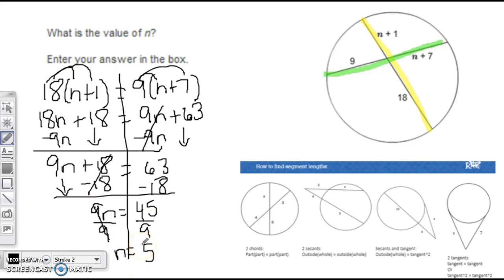And just let's always go back and check the question. The question does say, what is the value of n? So we are done. If it had asked for like a specific segment, like if it had asked for this segment, you would want to go back and plug that in. But for now, that's it.